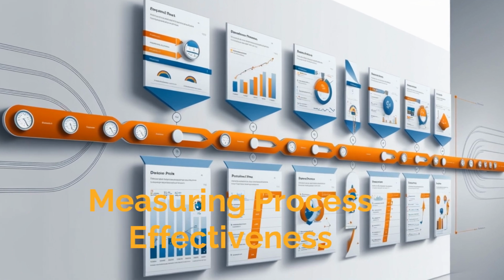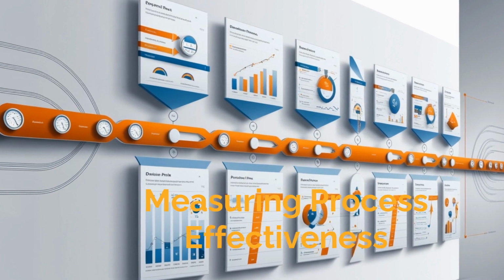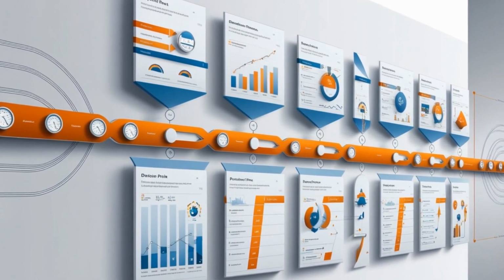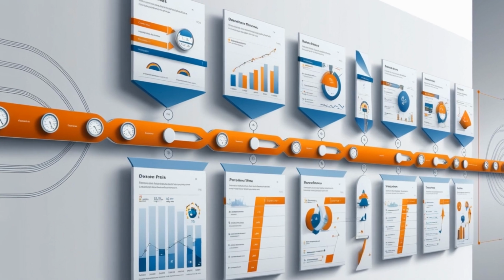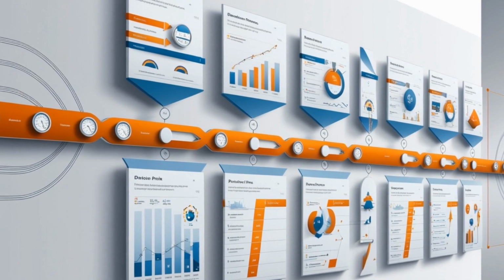To measure the impact of business process design, we first need to evaluate the effectiveness of redesigned processes. This involves tracking key performance indicators such as cycle time, error rates, and customer satisfaction before and after the redesign.